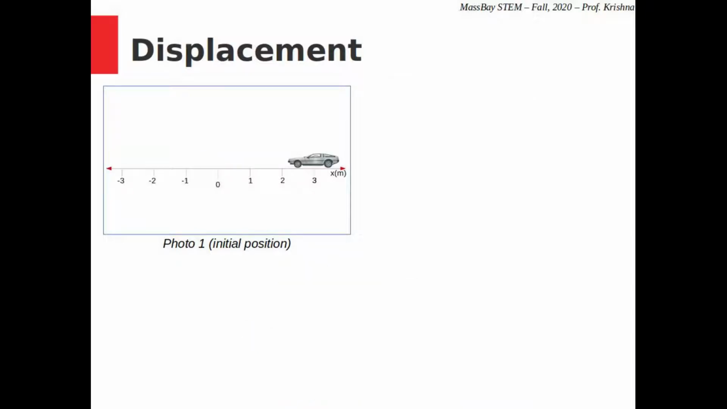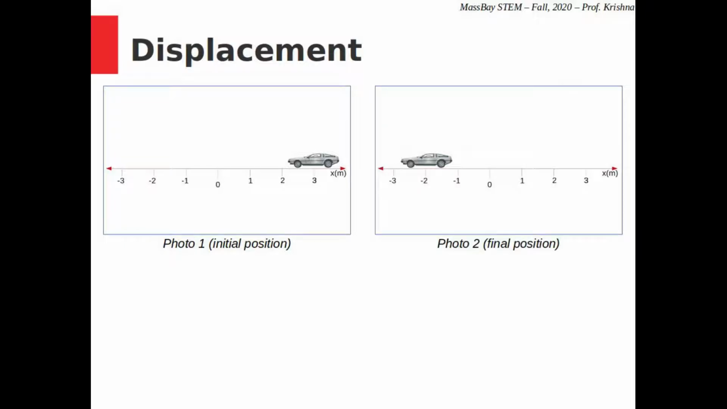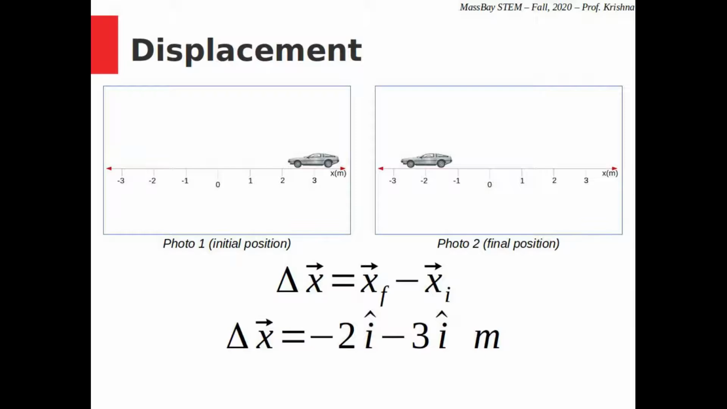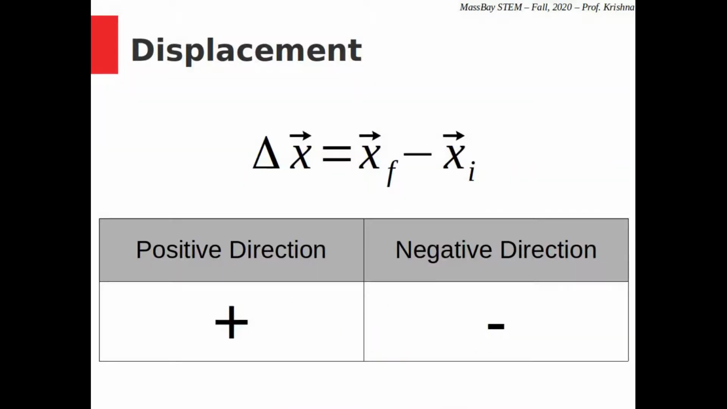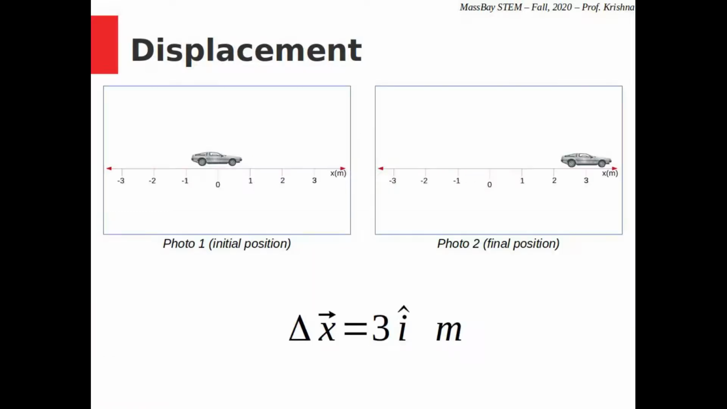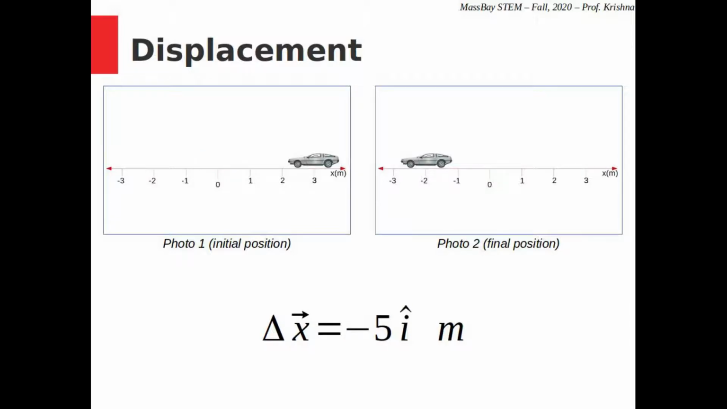What if we took a photo of the object in this position, 3 i hat meters, and later took a photo of it at this position, negative 2 i hat meters? Again, we would calculate its displacement as final minus initial. That's negative 2 i hat meters minus 3 i hat meters, or negative 5 i hat meters. The direction of displacement is given by its sign. A positive displacement means an object has moved in the positive direction, in this case rightwards. A negative sign means the object has moved in the negative direction, that is, leftwards.